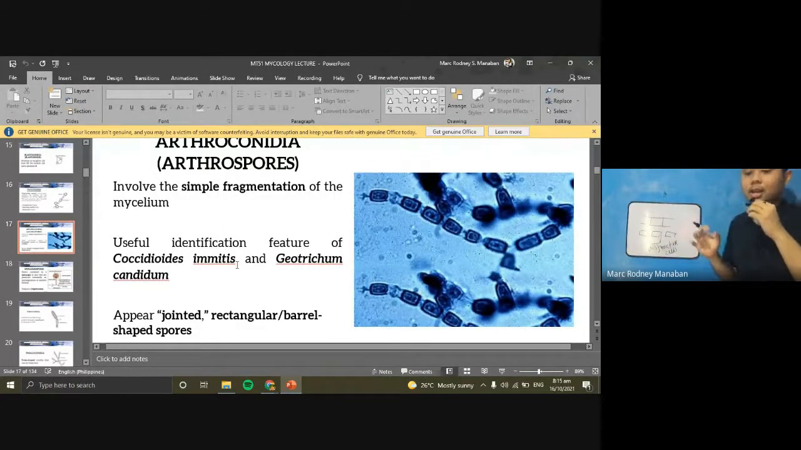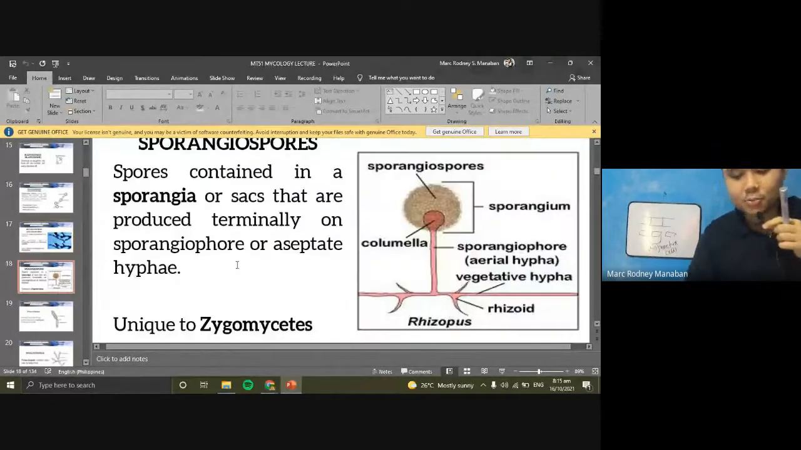So arthroconidia. We will see these later in Coccidioides immitis, Geotrichum candidum, and you also have Trichosporon. So later we'll look into that. Arthroconidia form by fragmentation, the hypha breaking apart.